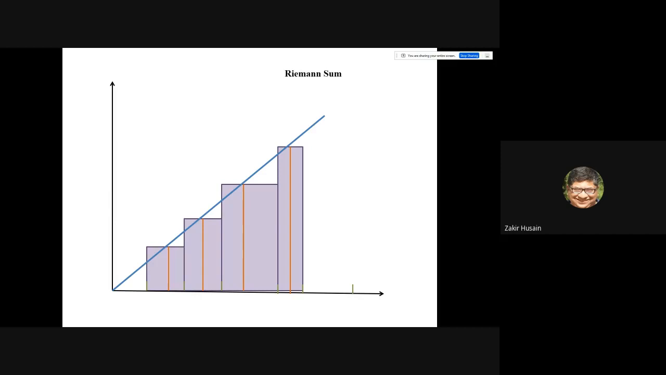The second point is, if two persons try to apply the Riemann sum, you're not going to get the same result, right? Will you agree with this? Yes, sir. Okay. Then why do we use the Riemann sum?